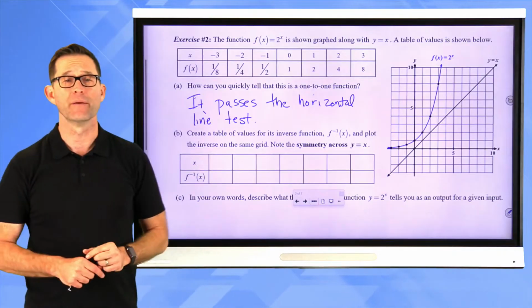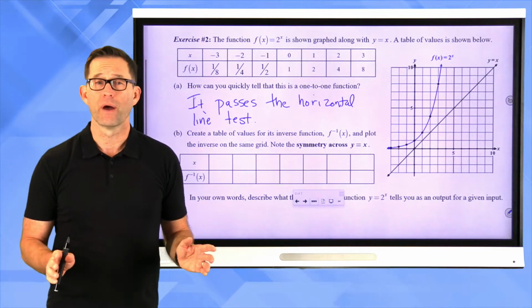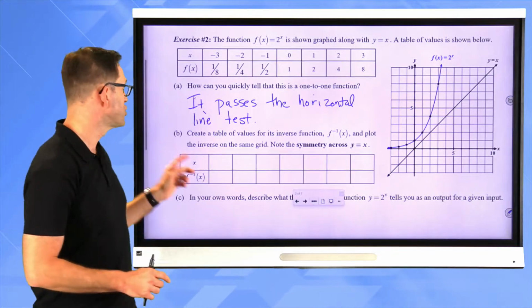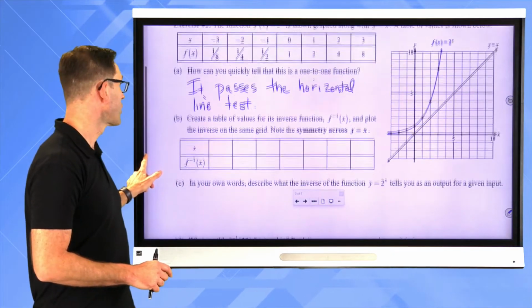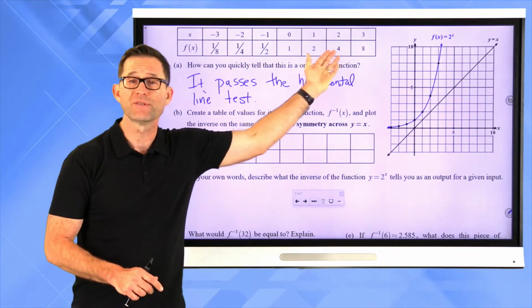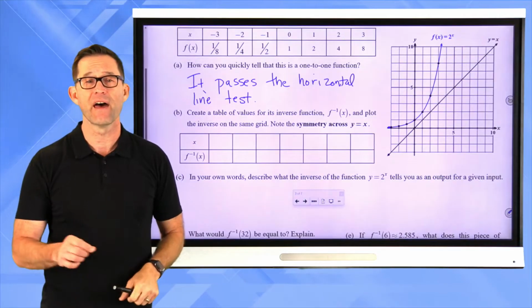All right, letter B. Create a table of values for its inverse function, f inverse of x, and plot the inverse on the same grid. Note the symmetry across y equals x. Well, keep in mind, all inverses do is switch the roles of x and y. So it should be extremely easy to create a table of values for the inverse function, because all you have to do is take this table and flip-flop the roles of x and f inverse.